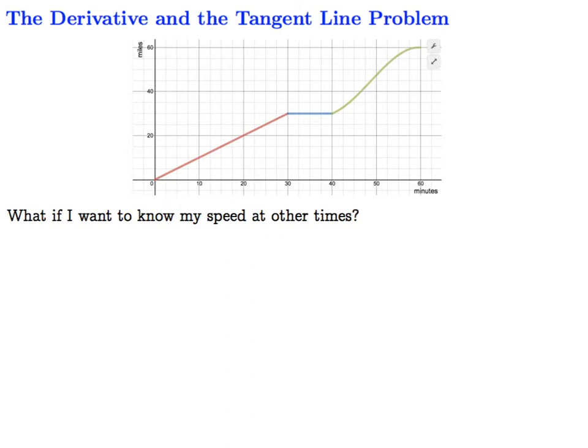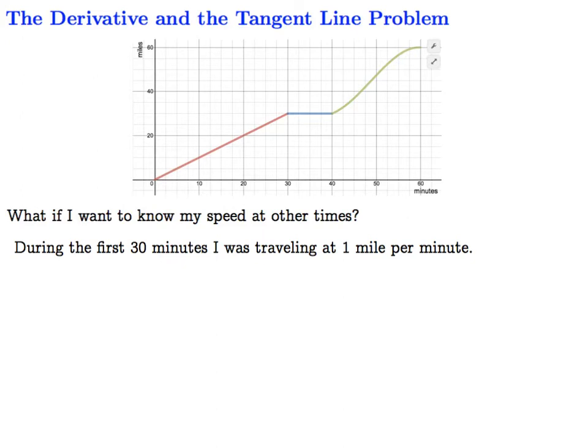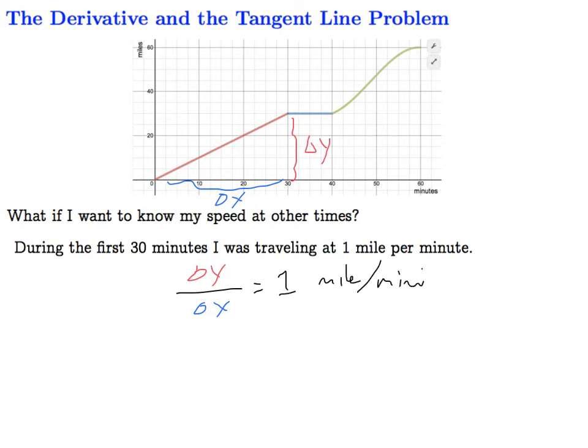Now a very natural question, of course, to ask is, what if I want to know my speed at other times? So for example, during the first 30 minutes, I know I was traveling also at 1 mile per minute, and I can calculate this. I can see that my change in distance in this case is going to be 30, and I can also see that my change in time is 30. So when I divide these two quantities, I end up again with just 1 mile per minute. So this isn't too bad. As long as this section is straight, I can figure out my slope pretty easily there.